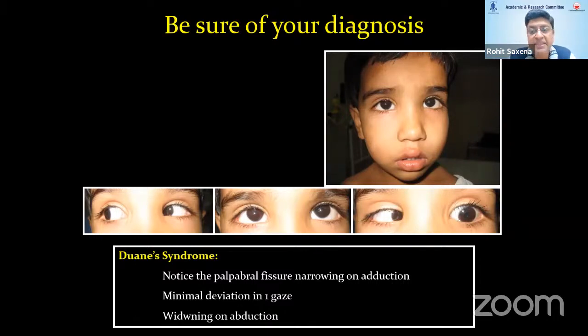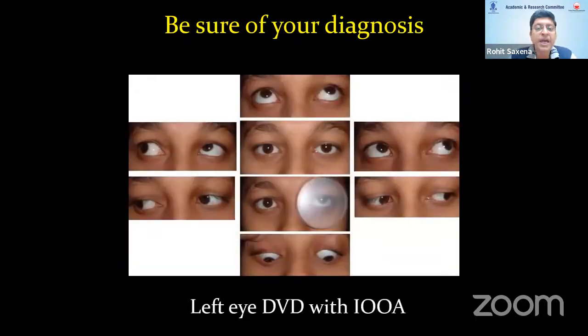Duane's has been well discussed. It has been recommended that a small amount of resection you can get away with, but still the normal dictum really is that you should not resect the lateral rectus. And if you confuse it with a lateral rectus palsy and you do a large resection, you're going to land up in major post-op complications.